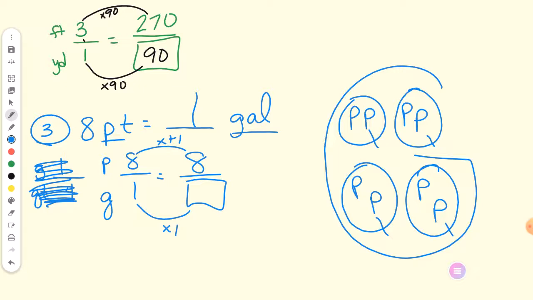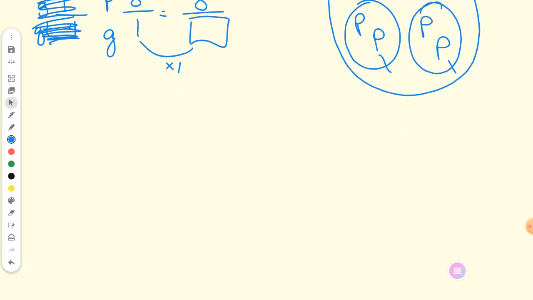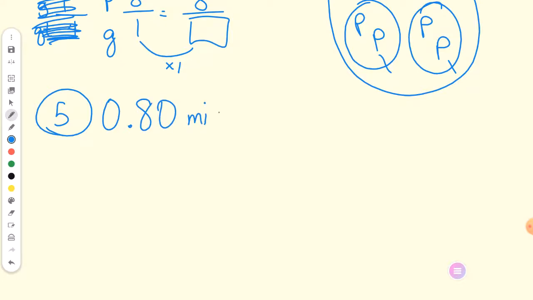Okay, next one, number 5. We're doing one more. What does it say? 0.8. It's not milliliters. You better be careful. Miles, M-I. And we're trying to change it to yards. Find the conversion for miles and yards. 1,760 yards equals 1 mile.